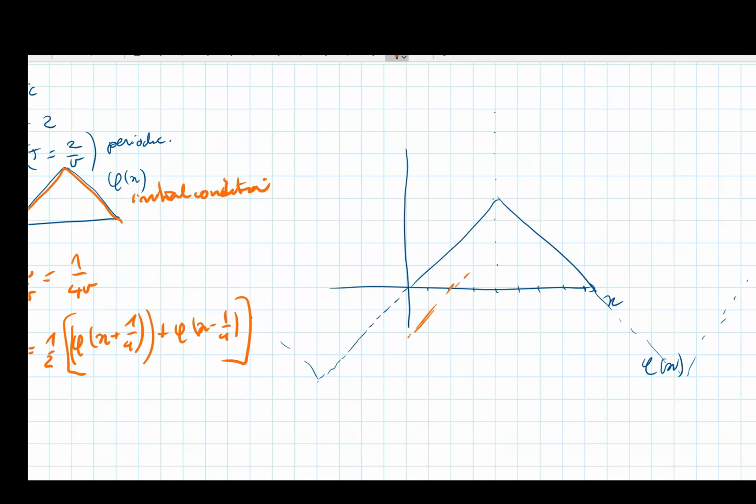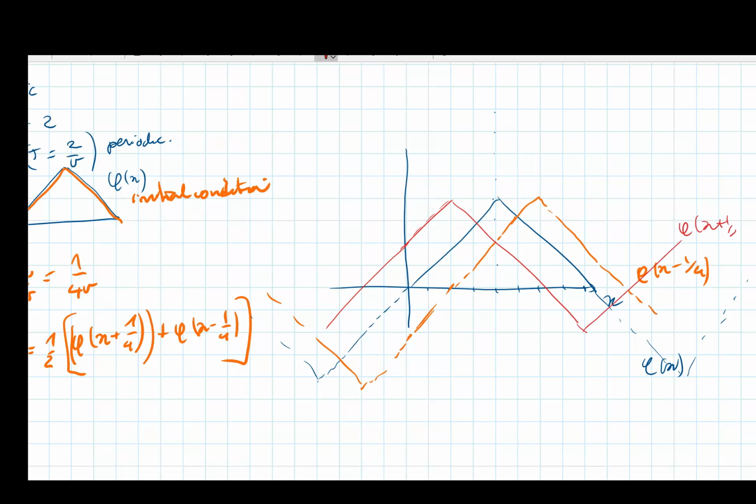So that's what it looks like. It's not very well drawn, but I hope you get the idea. Okay, so that will be my phi of x minus 1 over 4. And if I want phi of x plus 1 over 4, it's just going to be that one. Okay, and that's phi of x plus 1 over 4.